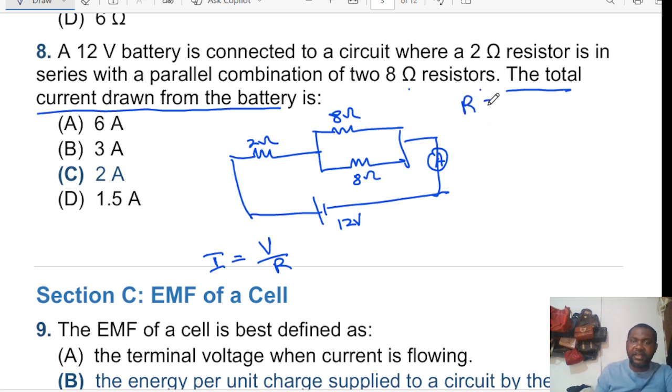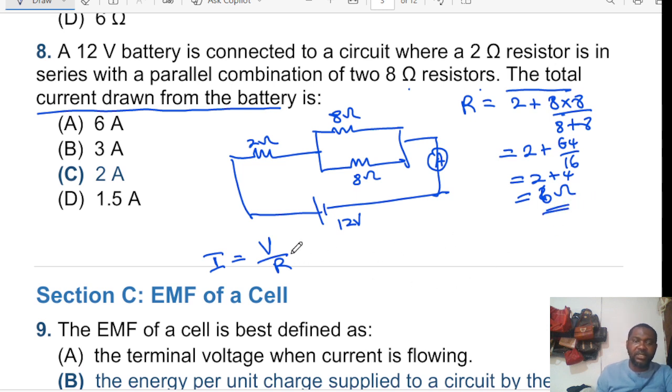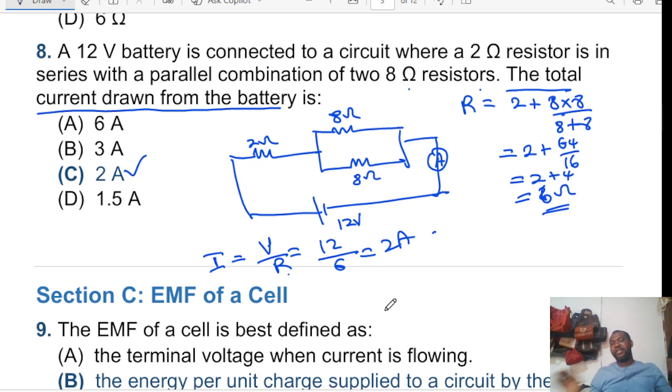I should start by finding the total resistance, which is going to be 2 plus 8 times 8 over 8 plus 8. So that's going to be 2 plus 64 over 16. That is 2 plus 4, which is equal to 6 ohms. So the total resistance is 6 ohms. Now the current is V, which is 12, divided by the total resistance, 6, so that is going to be 2 amperes. So the current flowing through this circuit is 2 amperes. Very easy.